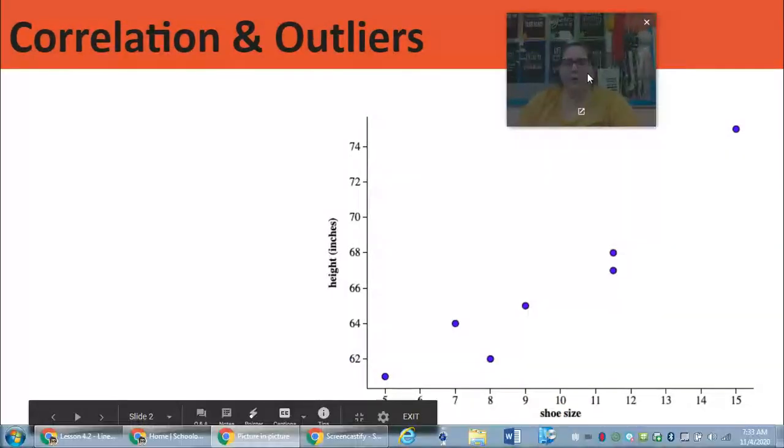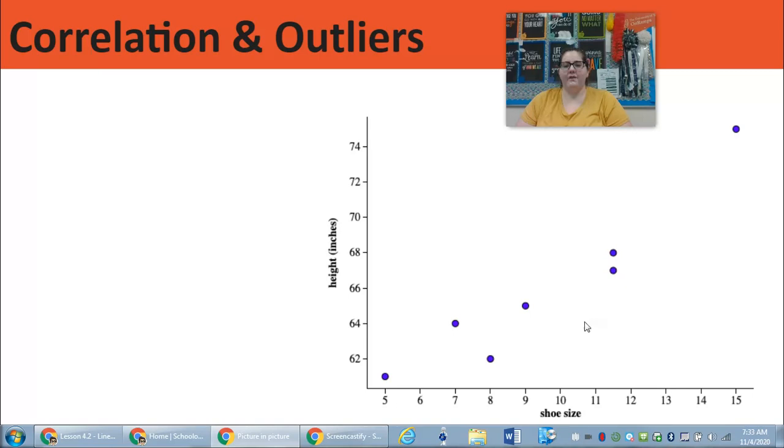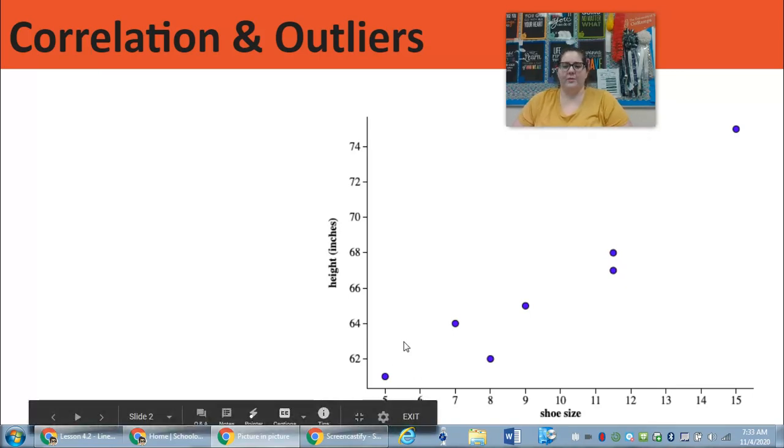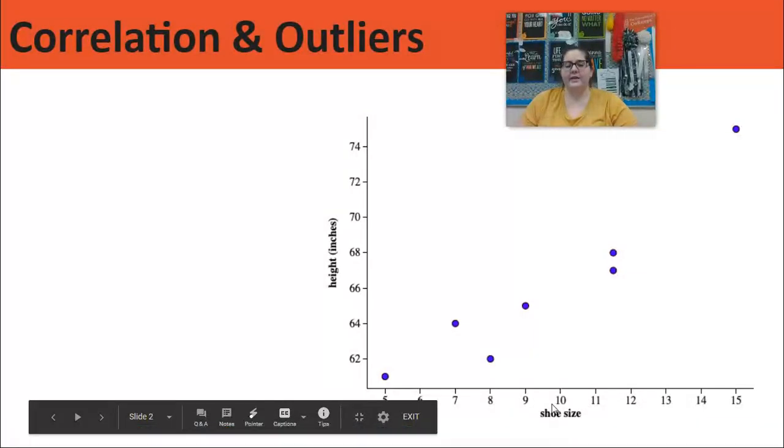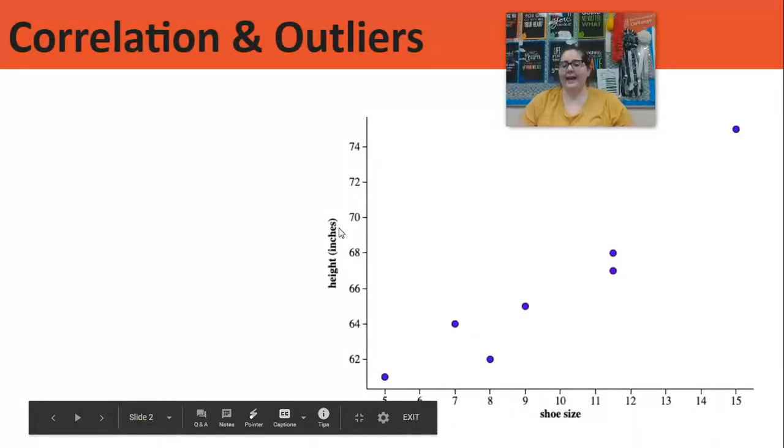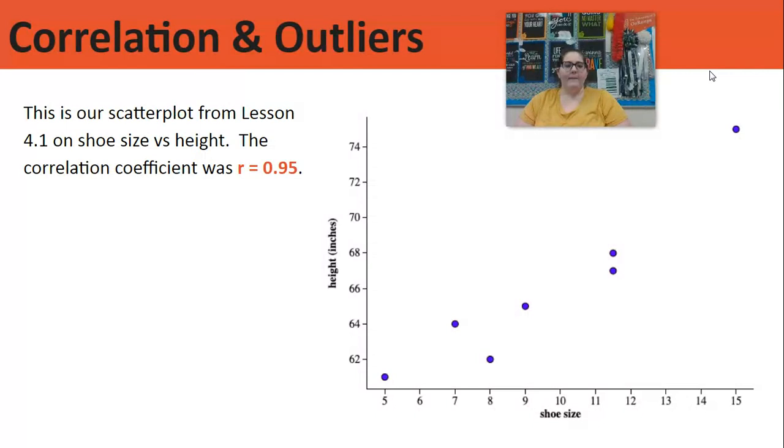We've already talked about correlation. Correlation is measuring the overall strength of the relationship that we see in a scatter plot for those two sets of data. So this is looking back at what I had talked about in lesson 4.1, where we looked at the relationship between shoe size and height of people. So this is our scatter plot from the last lesson, and the correlation coefficient for that data was R equals 0.95, which is pretty strong. Remember, the highest possible correlation you can get is 1, so that's very, very strong.